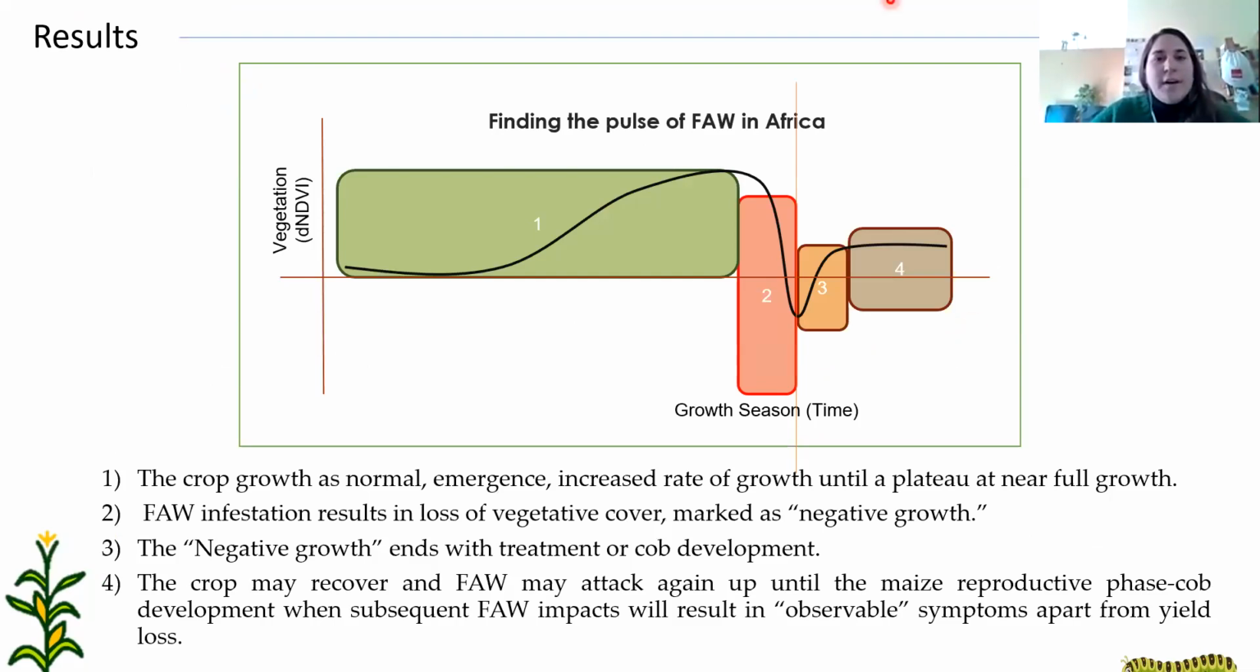Here we want to find the pools of the fall armyworm in Africa, and here we have a curve, the first one is a curve of maize growing, and this part is when the maize starts to grow. We have a hypothesis that when the fall armyworm starts to eat the tender leaves, the leaf area index or the NDVI goes down, and after when it's down, it starts to regenerate.